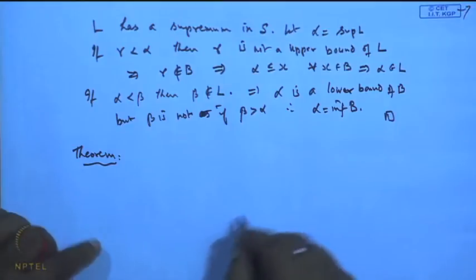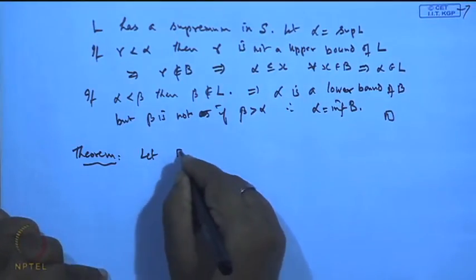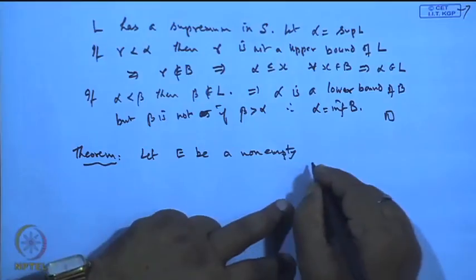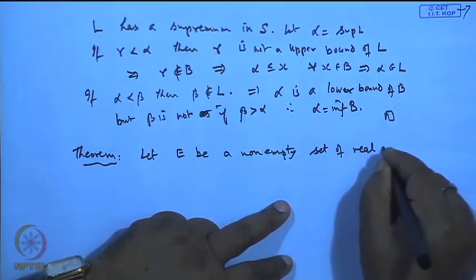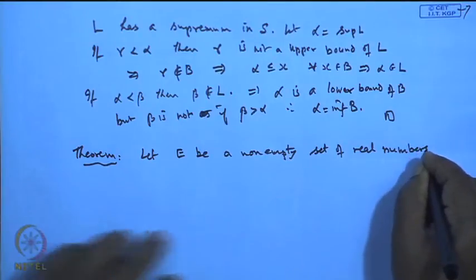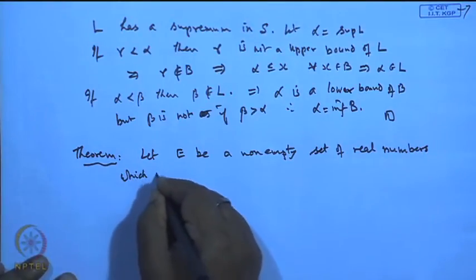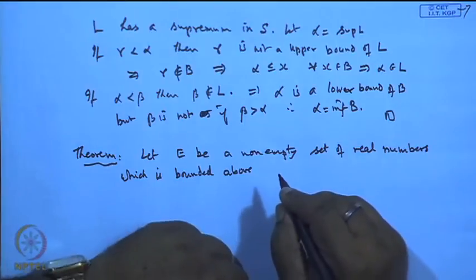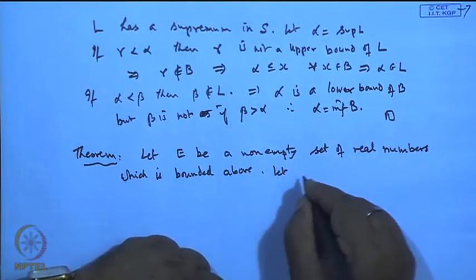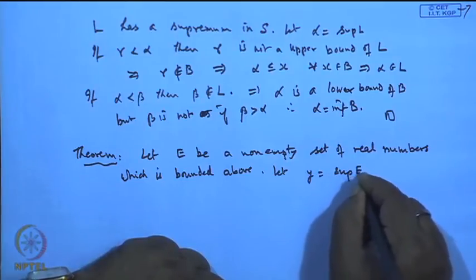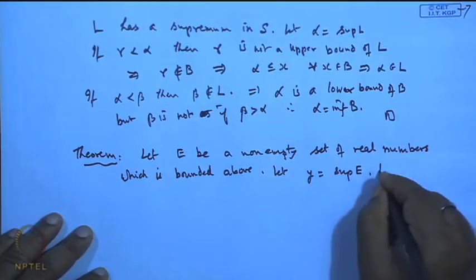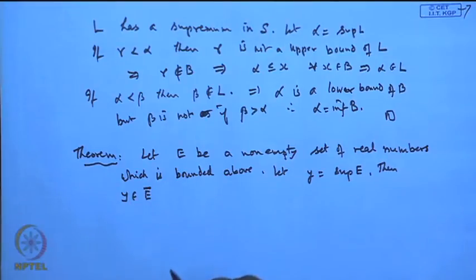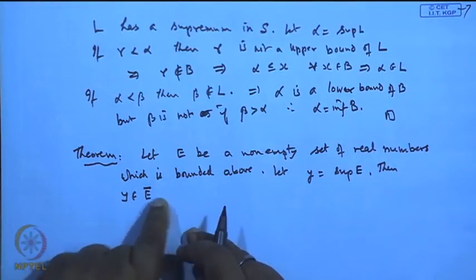The result we wanted to show is: let E be a non-empty set of real numbers which is bounded above, and let y be the supremum of E, that is, the least upper bound for E. Then the result says that y will be a point of closure of E. Closure means the set E together with its limit points is the closure set.